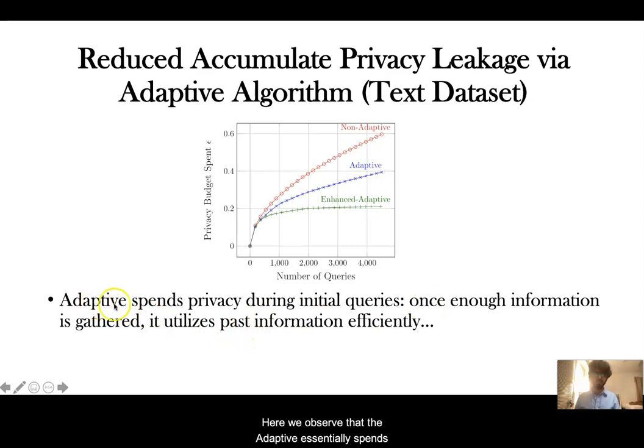Here we observe that the adaptive algorithm essentially spends privacy during some initial queries, like 40 to 50 queries, and then once it has enough information, it explains all the future queries with very small privacy leakage.